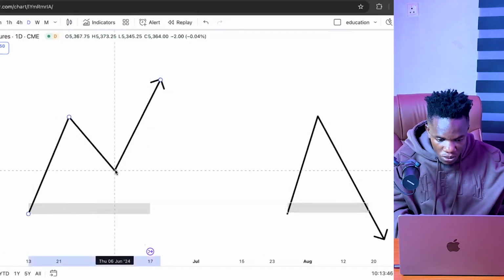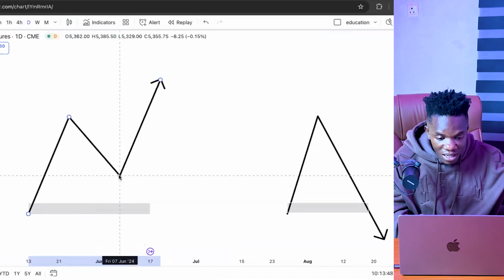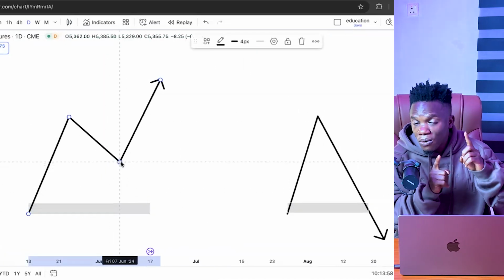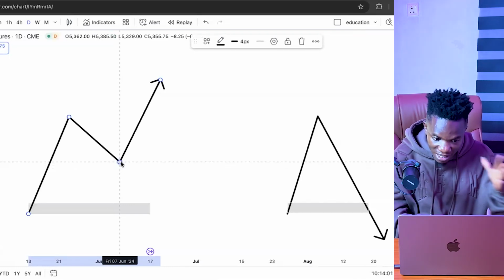You will be waiting for price to come back to this place for your entry, and then you are going to miss the move because price will not come to this place for your entry. That was the first challenge, and I'm sure some of you guys experience this.